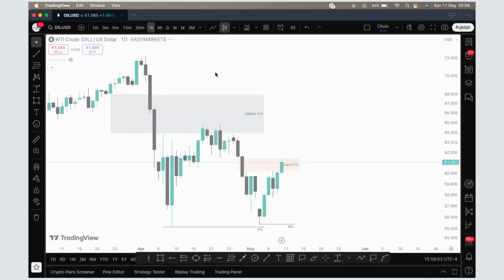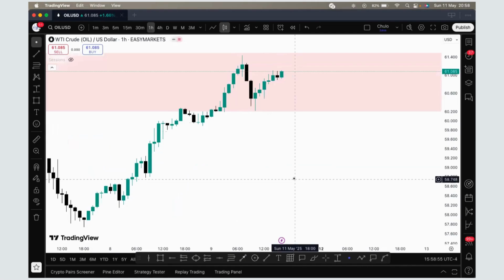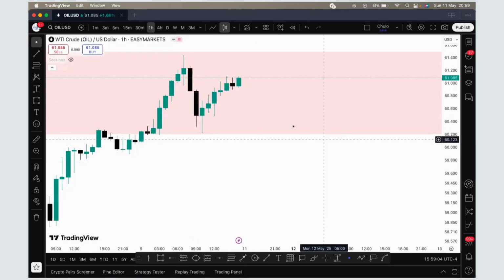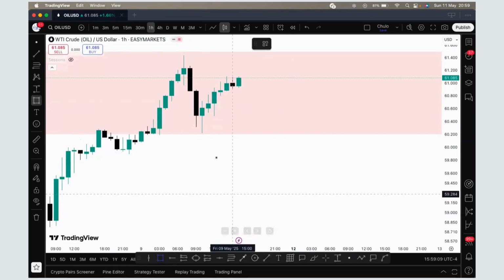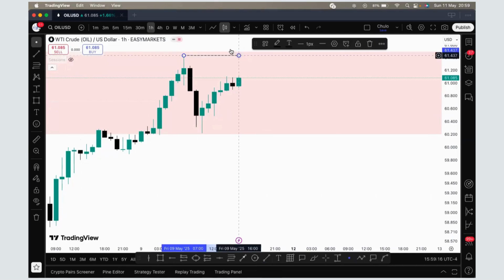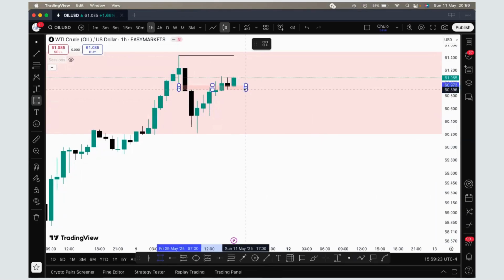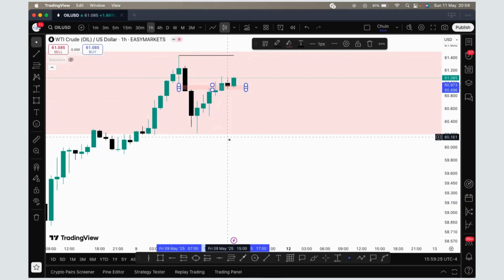So dropping down to the 1-hour time frame, let's see what we are going to get. Here on the 1-hour time frame, price dropped massively, aggressively from our daily point of interest. I have this fresh swing high here, this fresh external range liquidity. So this is what is likely going to happen on US oil.